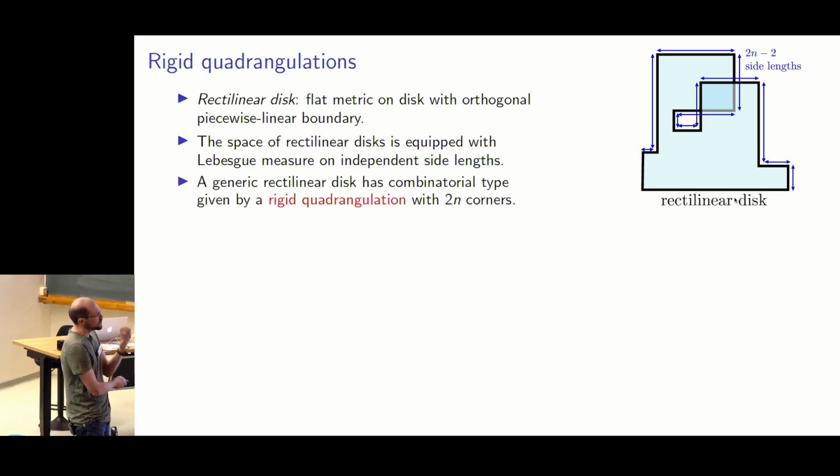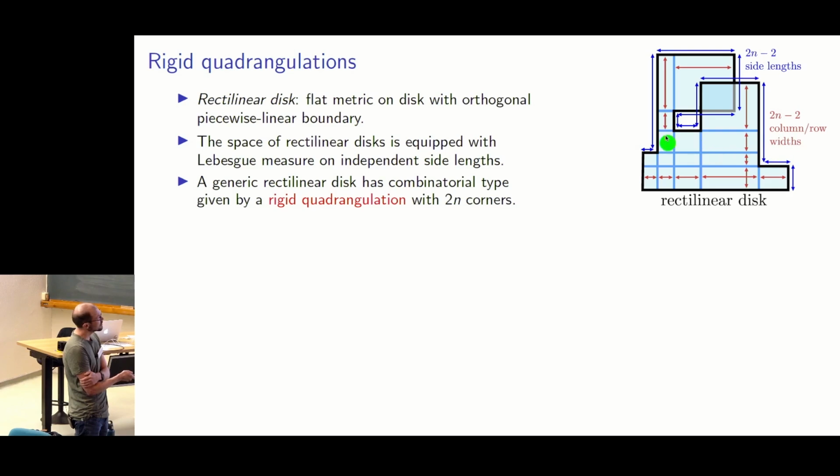But let's now look at a generic, so a Lebesgue typical disk. I can actually see that there is combinatorics underlying this by looking at all the right turns, where I have an angle of 3 pi over 2. I shoot a ray in both directions coming from this corner, and actually it tiles my rectilinear disk with rectangles. Okay? And the combinatorics of this tiling, which is really just a quadrangulation, I call a rigid quadrangulation.